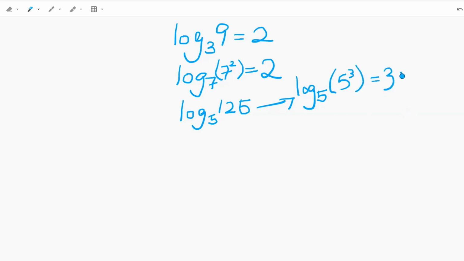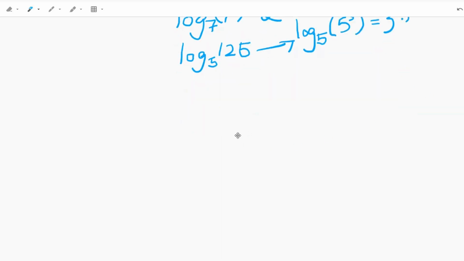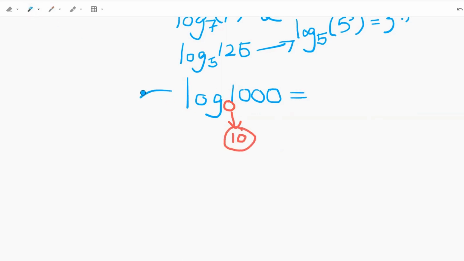So another important thing I have to mention is this. So we have log 1000. Now you might be wondering what is the base of this logarithm. If you don't see a base here, it implies that the base is 10, because this is the standard base of logs, so you don't really have to write that out. So we know that 10 to the power 3 is equal to 1000. We know the answer to this is simply 3.